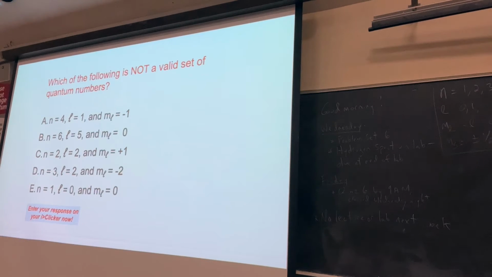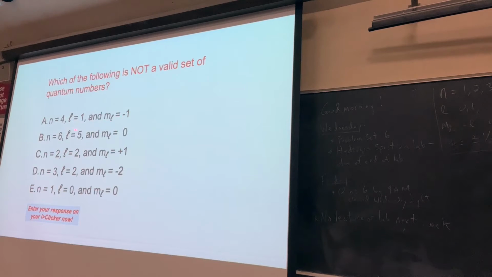So in this question, we want to find which one is not a valid set of quantum numbers. I'll go through this one with you. For the first one, n equals 4 is a legit n value. n can't be 0, and it's not going to be negative or a fraction. So n equals 4 is okay. l can be no bigger than n minus 1. So 4 minus 1 is 3, the maximum value of l. So l equals 1 is certainly not more than 3, which is fine, so that's legit.